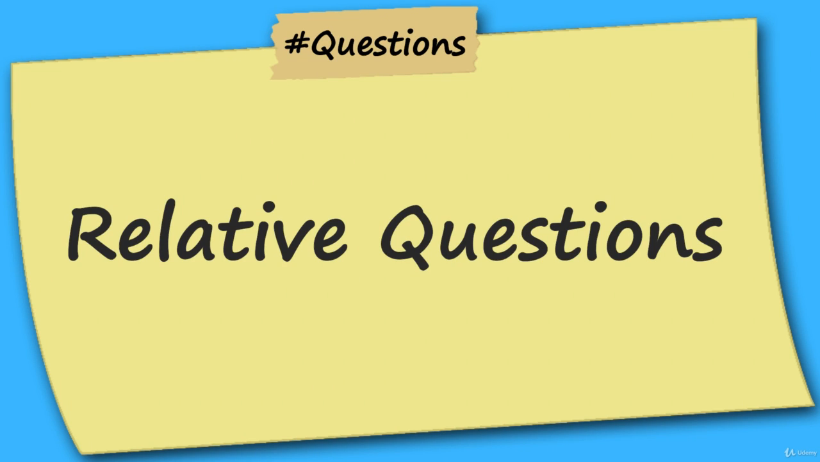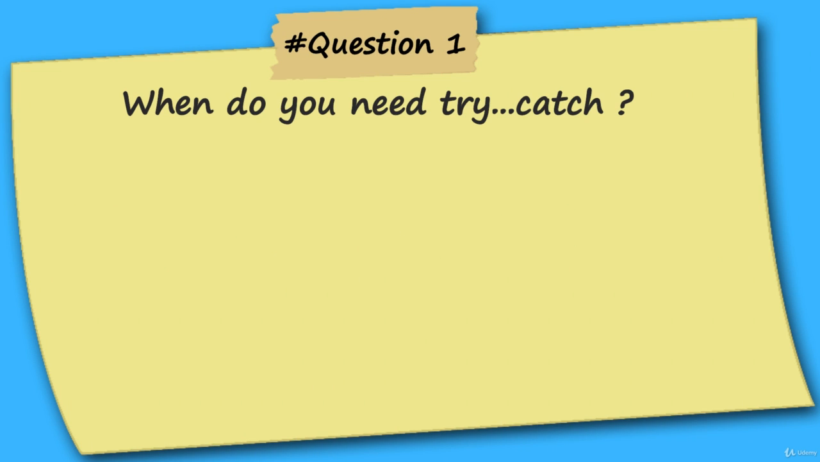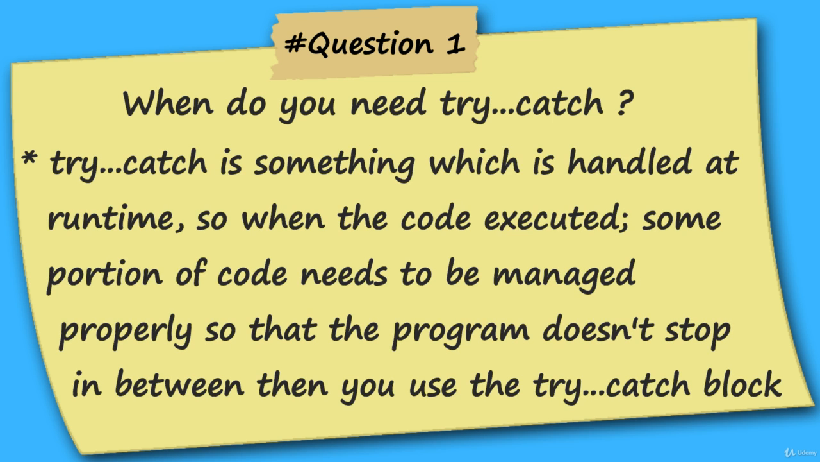Let's discuss the relative questions of this topic. The first question is, when do you need try catch? So try catch is something which, of course, first of all is handled at runtime, right? So when you see that the code executed is expecting some unforeseen situations, some portion of code needs to be managed properly so that the program doesn't stop in between, then you use the try catch block. It's all about handling the error without breaking the code execution.